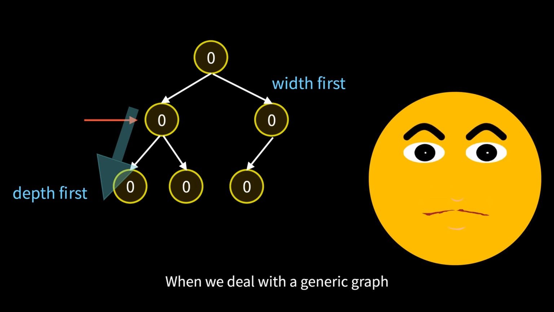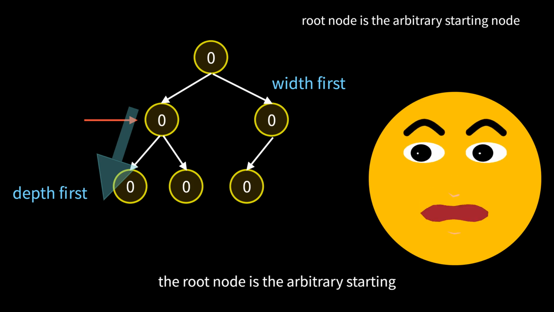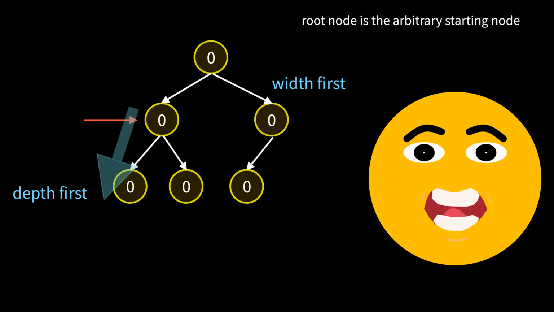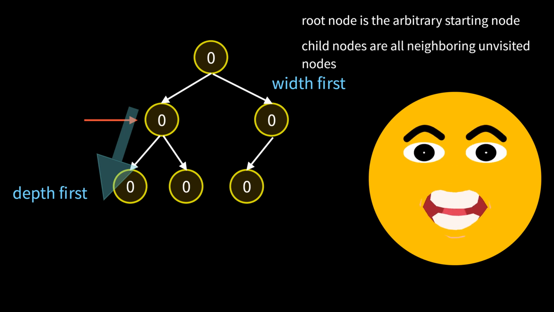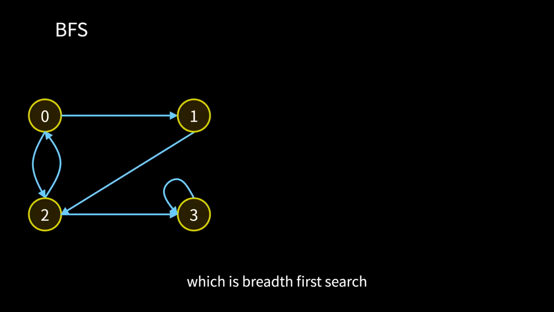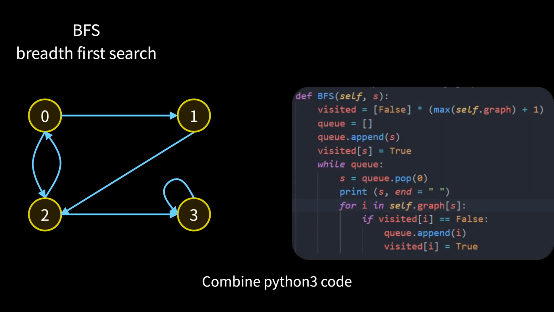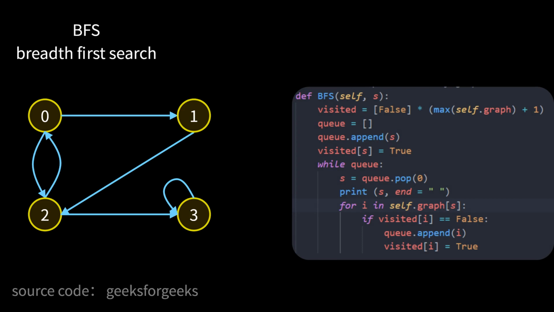When we deal with a generic graph, the root node is an arbitrary starting node, and the child nodes are all neighboring unvisited nodes. The first is BFS, which is breadth first search. Combine Python 3 code. This is the code part. You can check it out here.